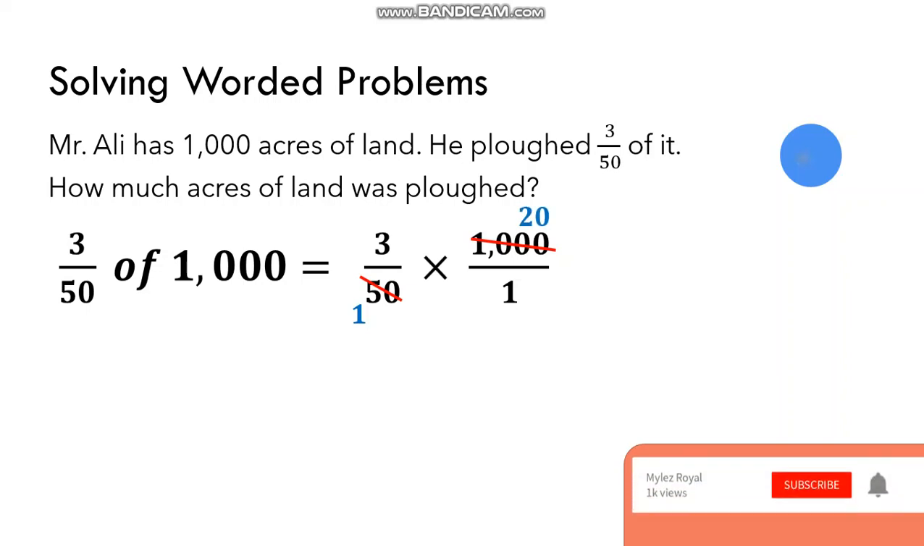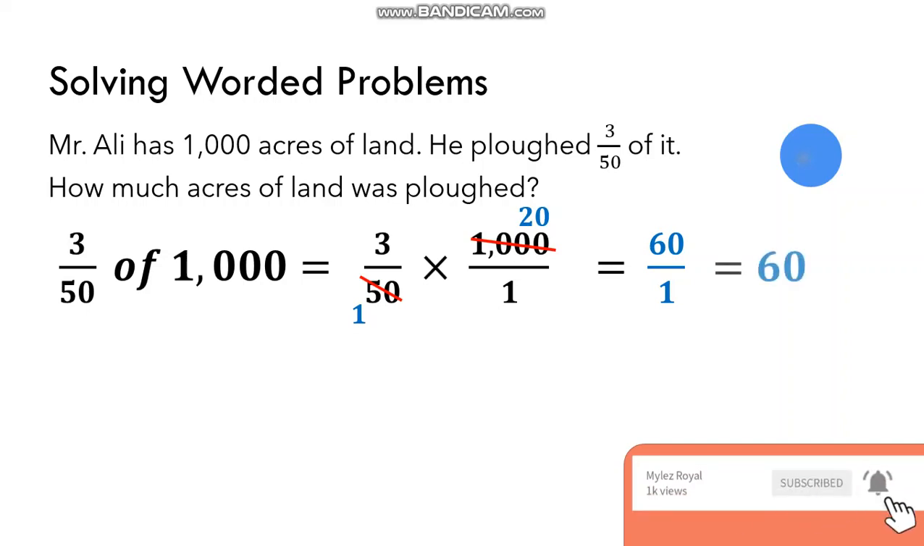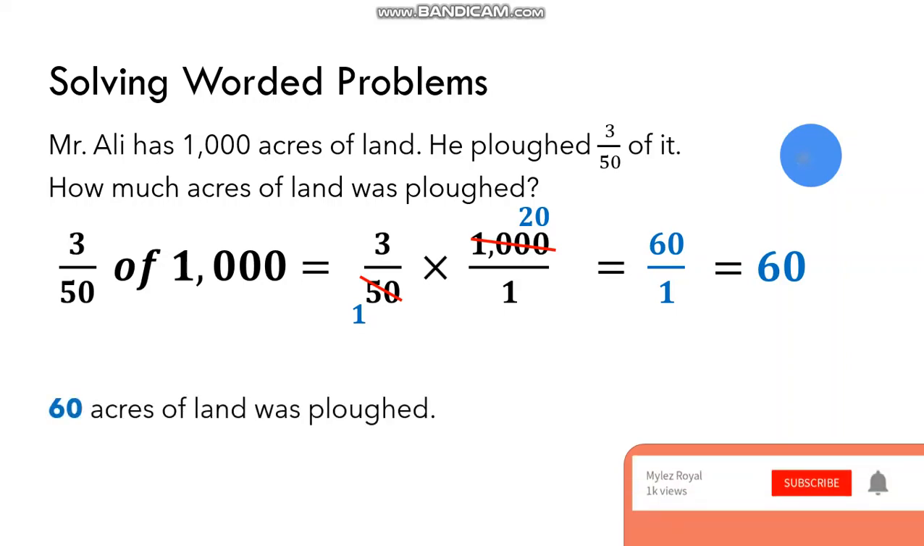Since we cannot reduce the numbers any further, let's multiply across. 3 times 20 gives us 60, and 1 times 1 gives us 1. And remember, a whole number over 1 is still a whole number. So to answer our question, how much acres of land was plowed? Well, the answer is 60. 60 acres of land was plowed.